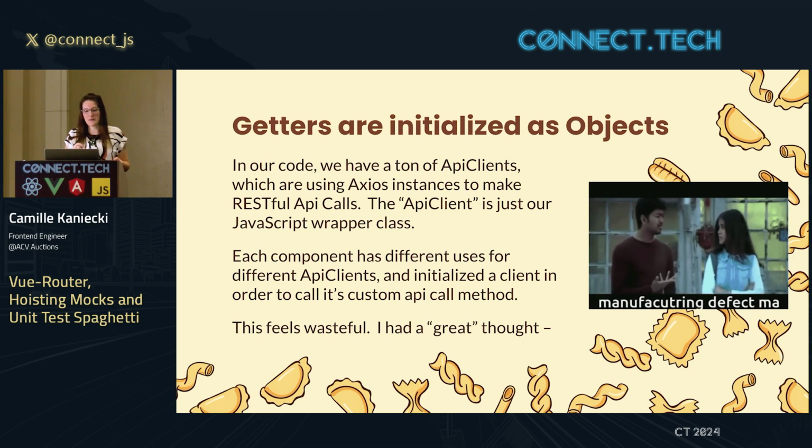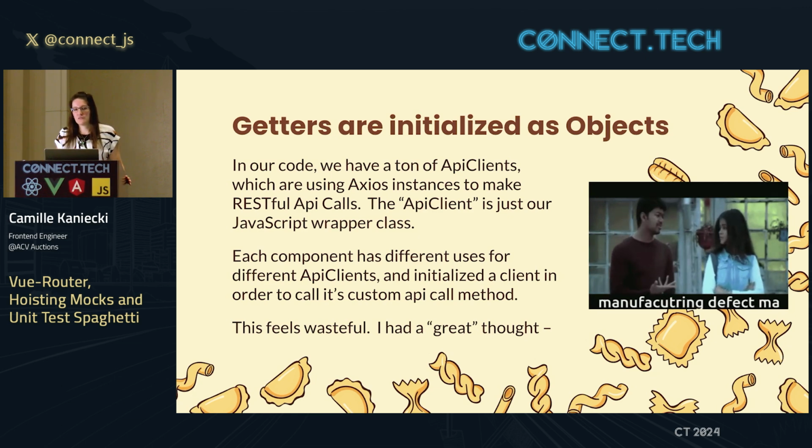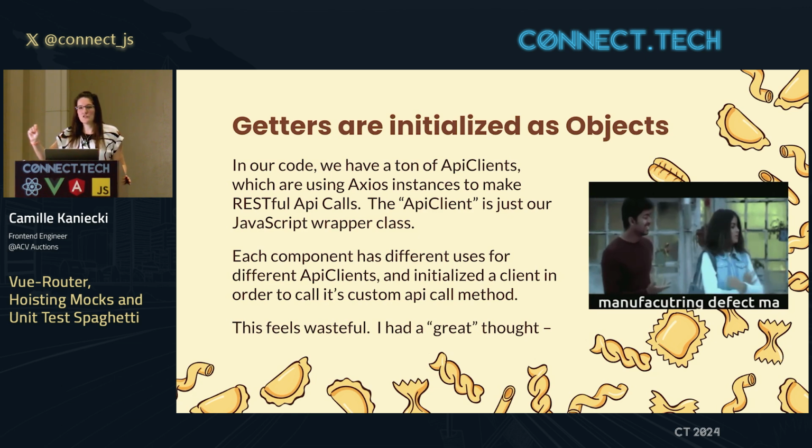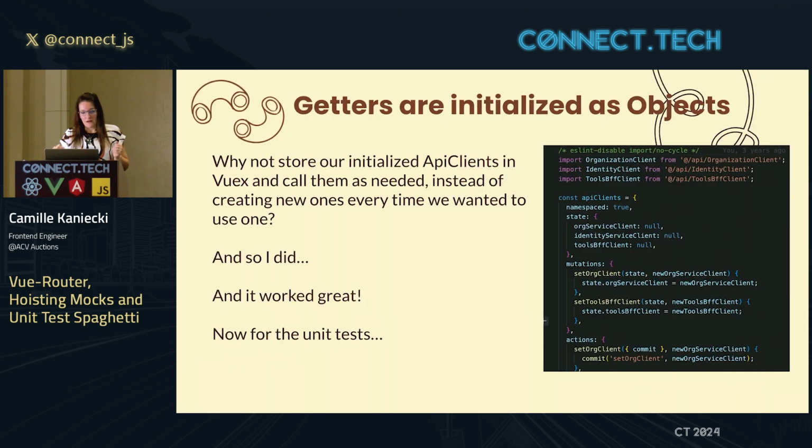But each component has different uses for different API clients. So what we tried to do is we said, instead of making a new API client every time we want to make a call, why don't we see if we can store the API client in Vuex, and then we can just call it. And if it's initialized, great, we use it, and if it's not, we don't. And I did, and it worked great.